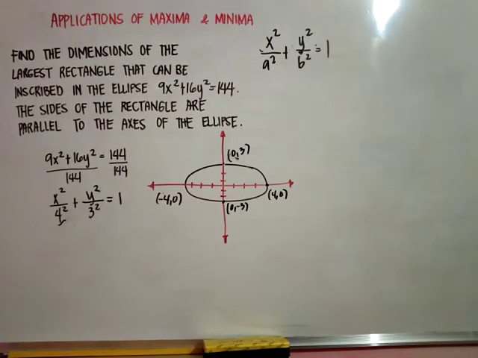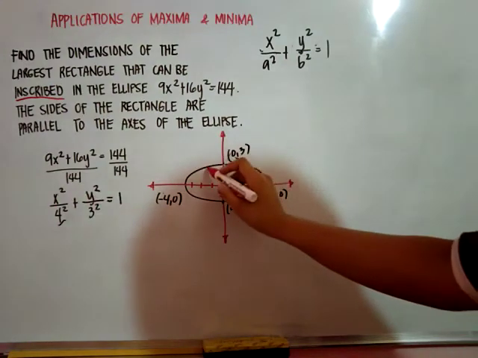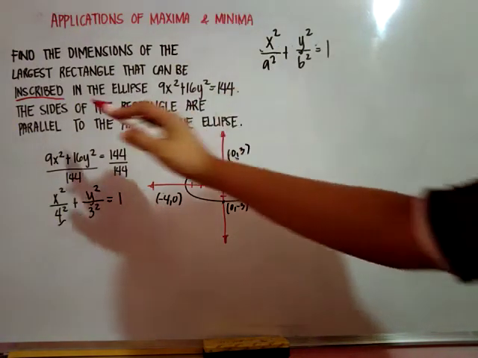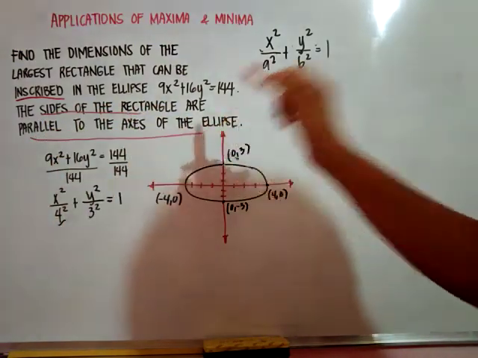Meron na tayong graph. Ano yung concern natin? Ma-draw natin yung hinahanap nating rectangle. Sabi, pinapahanap sa atin yung dimension ng largest rectangle that can be inscribed. Ano ba yung term na inscribed? Pag sinabi natin inscribed, nasa loob. Ibig sabihin, ano yung largest rectangle na ma-draw natin dun sa inside ng ellipse. Another condition niya is, the sides of the rectangle should be parallel to the axis of the ellipse.